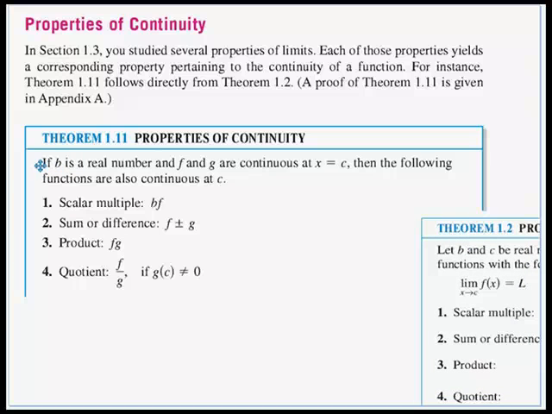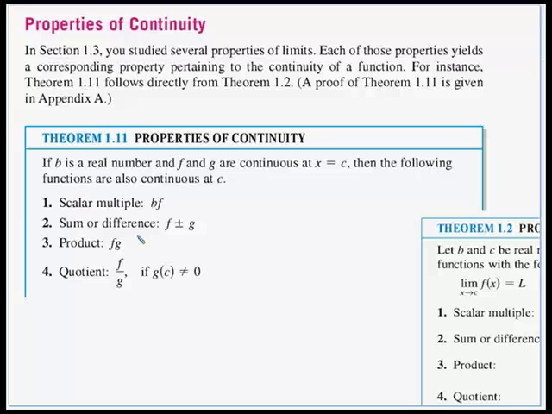So the theorem says if b is a real number and f and g are continuous functions at this point c, then the following functions are also continuous. If we take a continuous function and multiply it by just a number, a scalar multiple, the resulting function is continuous. Sum or difference: if we have one continuous function plus or minus another continuous function, the result is another continuous function. Or if we have two continuous functions and we multiply them together, the result is also a continuous function.